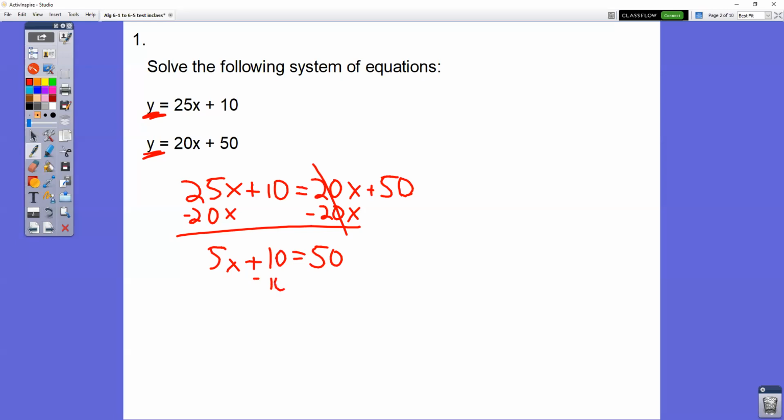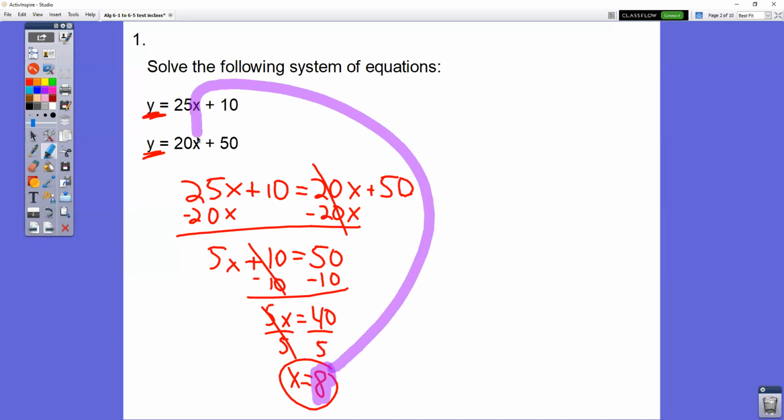Now it's just a two-step equation. So minus 10, minus 10. You have 5x equals 40. Divide by 5, divide by 5, and you should have x equals 8. Now, you not only have to solve for x, you also have to solve for y. So after you get what x is, you have to take that answer and sub it in to either equation. Doesn't matter which one, you can sub it into either one.